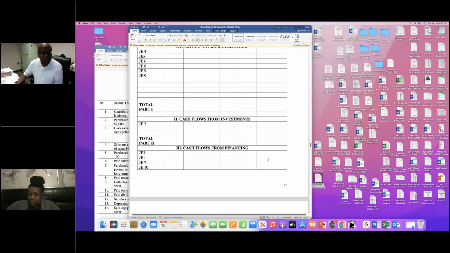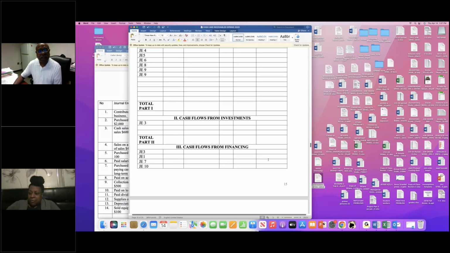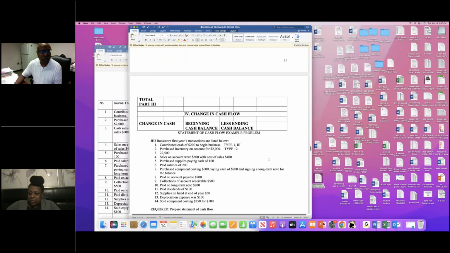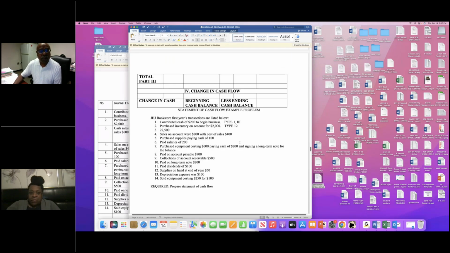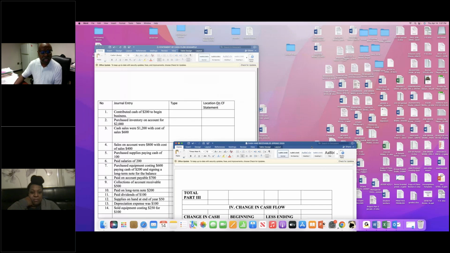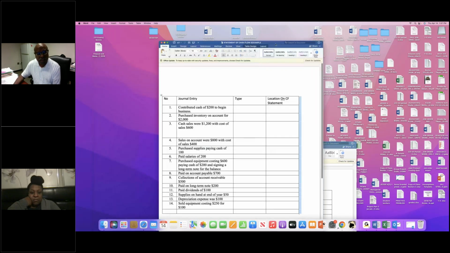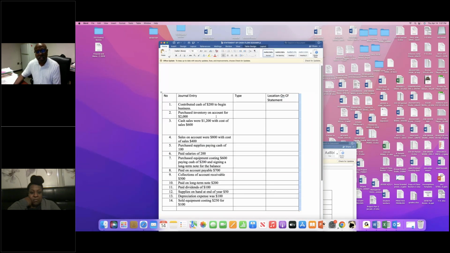Okay, so let's look at this problem, and I've changed it a little bit. This is in course content now, but what I've done with this problem is say journal entry number, the type, and its location on the statement of cash flow. So I'm going to have you all work on this, but we'll do the first one together.